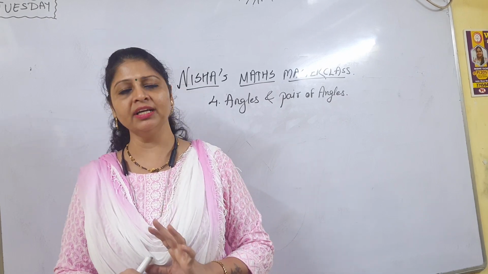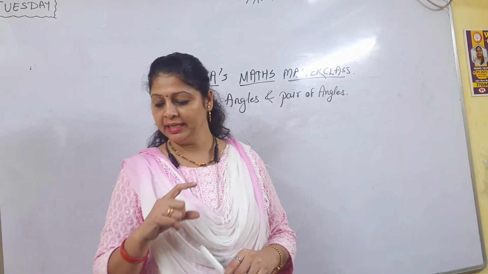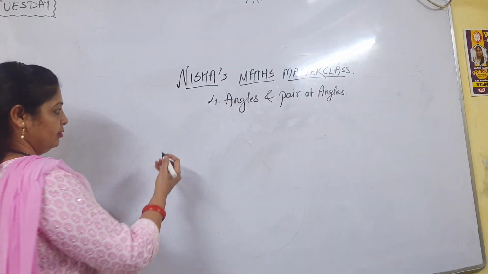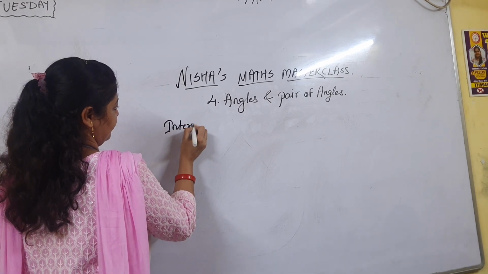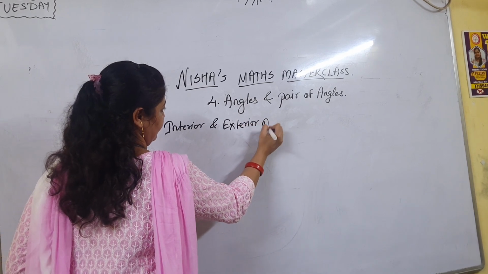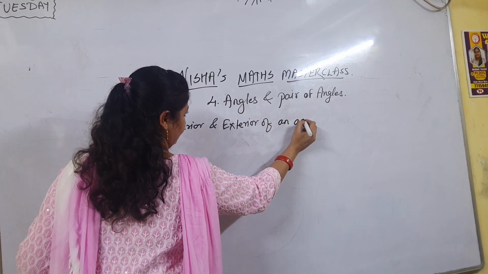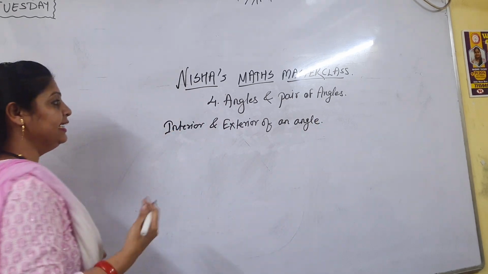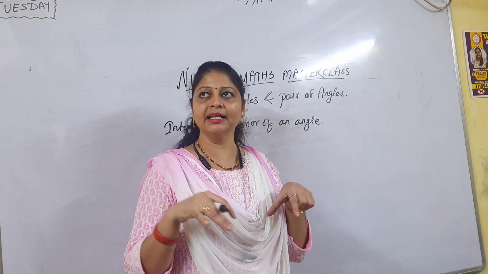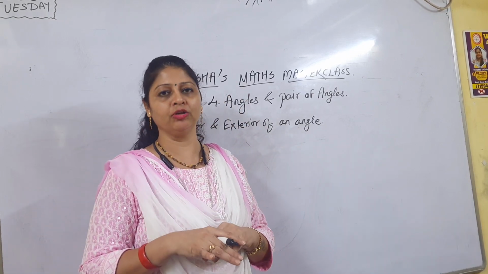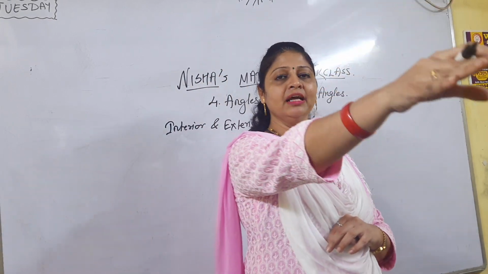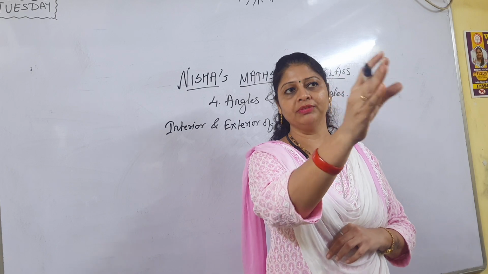Now see children, very important lesson. The first topic is interior and exterior of the angle. Two things are there. Now see children, we all are sitting in the class, so this is the interior part of the class. When I go outside of the class and stand outside, that part is the exterior part of that class.